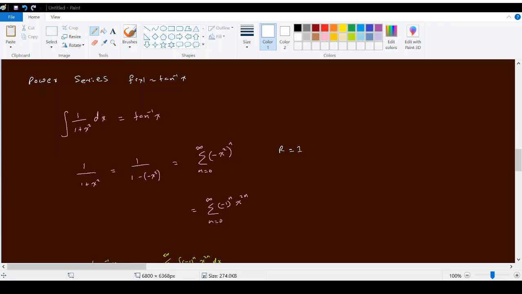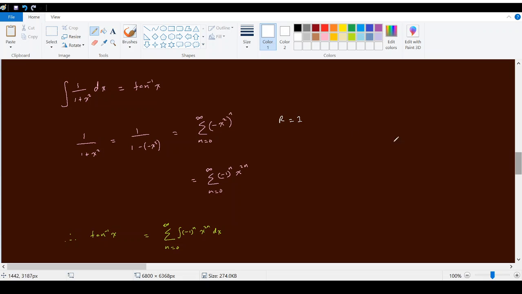The next example is the power series of tan inverse x. You can see that tan inverse x can be related with the integral of 1 divided by 1 plus x squared. This is a standard integral result, right? And 1 over 1 plus x squared can be written like this in the series notation. And here the radius is equal to 1 because of this equation.